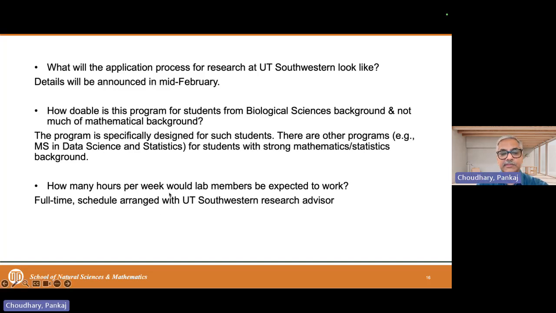Next question is, how many hours per week would lab members be expected to work? You are expected to work full-time for two semesters. You are not supposed to engage in any other activities other than taking the deep learning course remotely in the third semester. Now, what is full-time? The definition will vary from lab to lab, and this will be arranged in consultation with your UT Southwestern research advisor. But the key here is that the expectations will be similar to a full-time researcher in that lab.